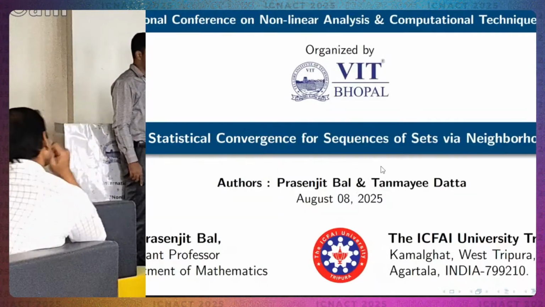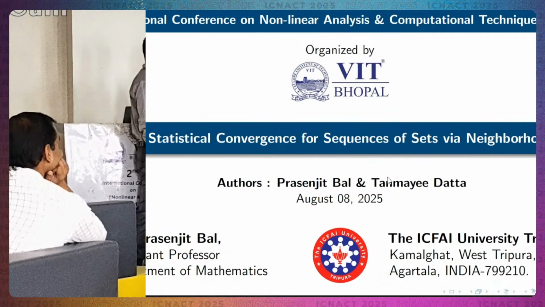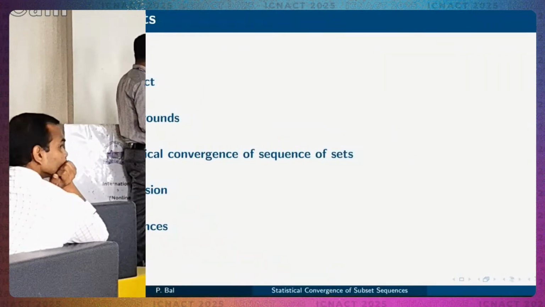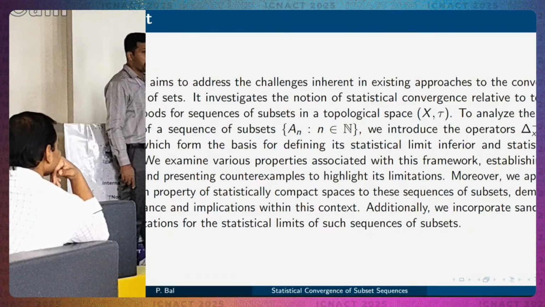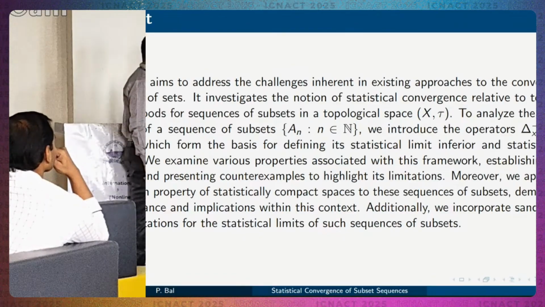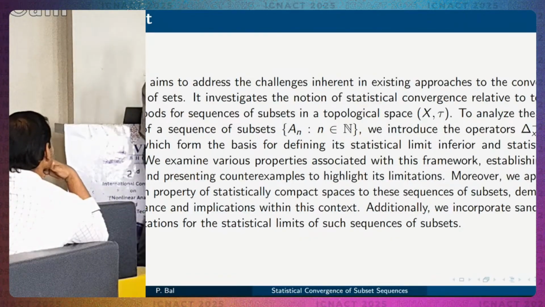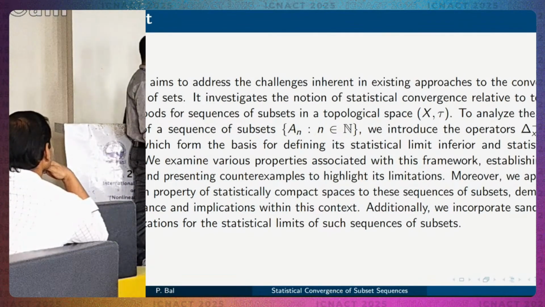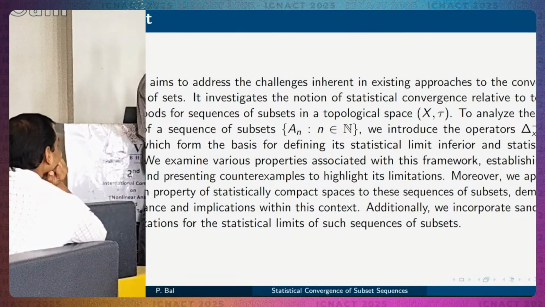Conference on computational techniques organized by University. And this is a joint work of my co-author. In this paper, the aim is to address the challenges that we face while investigating the statistical convergence for the sequence of sets. Firstly, we will introduce the operators, namely delta x minus and delta x plus, applied on the sequence. And then we will apply the delta zero intersection property also to have some explanation of the statistically compact spaces. And we will also give a sandwich theorem-like characterization to those techniques.